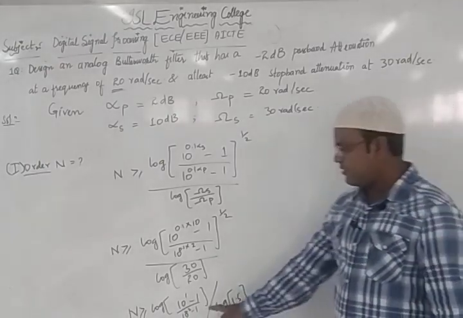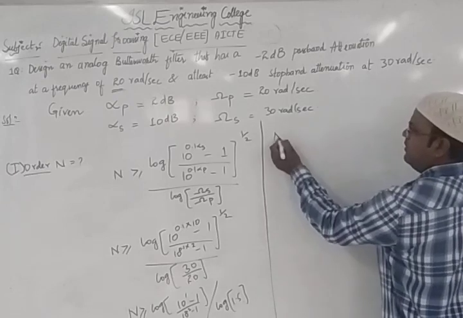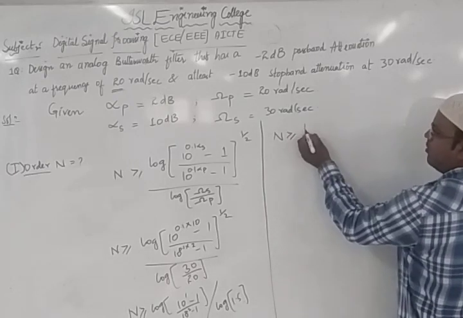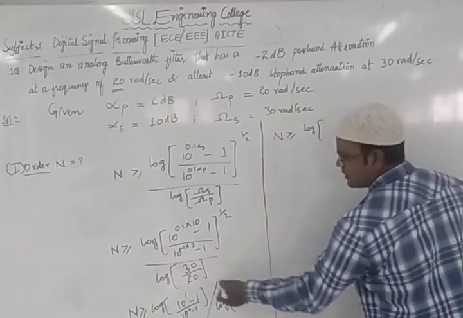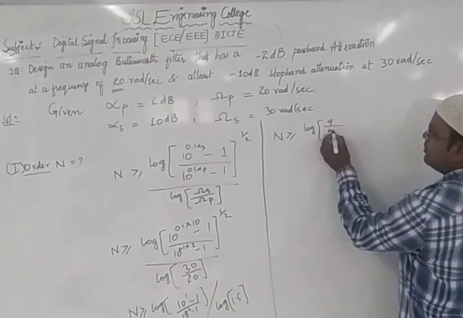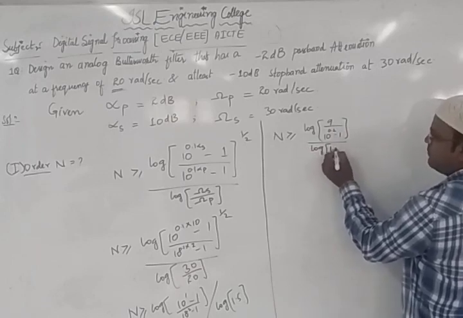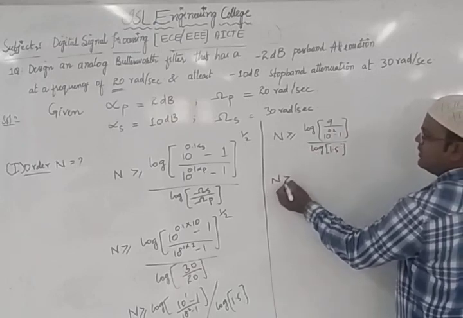So substitute this value in the calculator, or else you can solve one more time. So N greater than or equals to log of 10 minus 1, I can write it as 9, so 9 by 10 power 0.2 minus 1, divided by log of 1.5. So this value I need to put in the calculator.